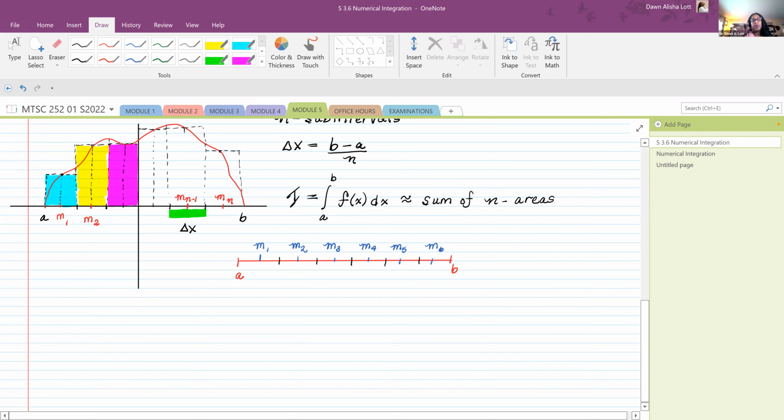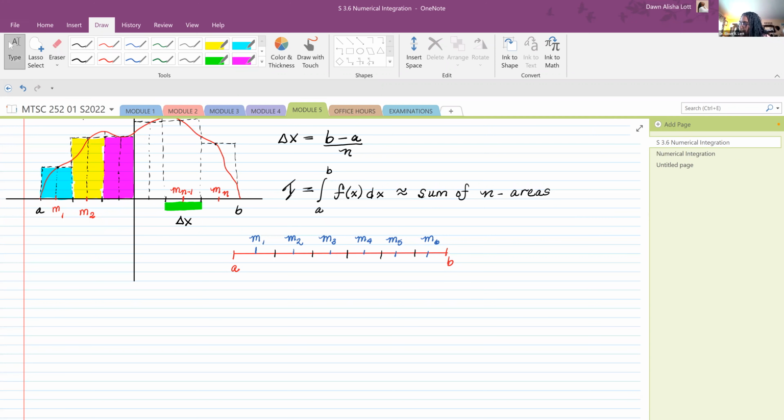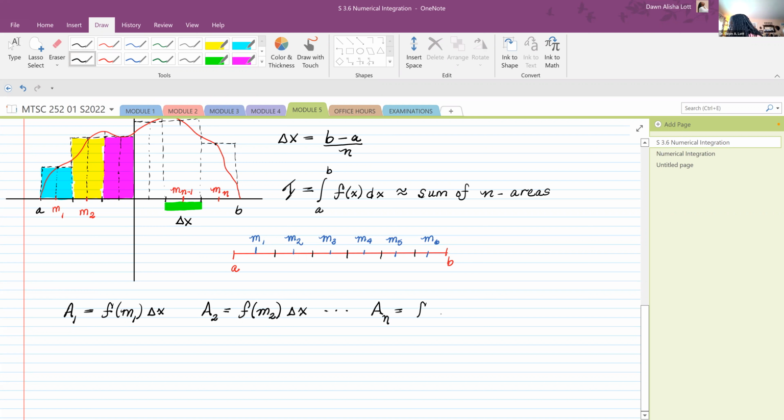So what is this? The area of the first rectangle, A1, is simply the height, f of M1, times the length, which is delta x. And the area of the second one is f of M2, that's the height, times the length, which is delta x. And so we keep doing this and we find the area of the last one is f of Mn, the height, times delta x.